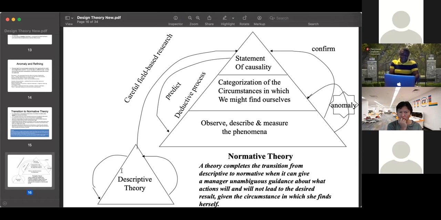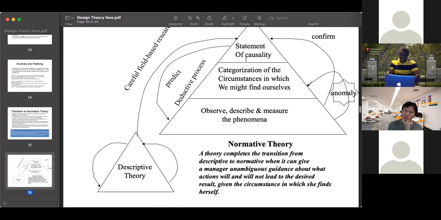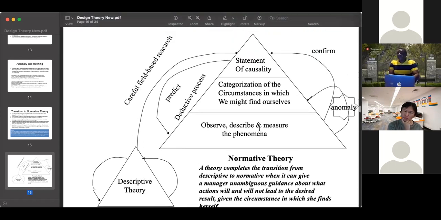So you transit from the deductive process to a statement of causality. If we're able to state causality, usually using regression or other covariate-based analysis to understand the causal dimension, mechanisms, and structures at work, then you can build a normative theory. That's why building a theory is not easy: for you to have a statement of causality, you must have understood everything and considered every situation within the boundary of that theory.